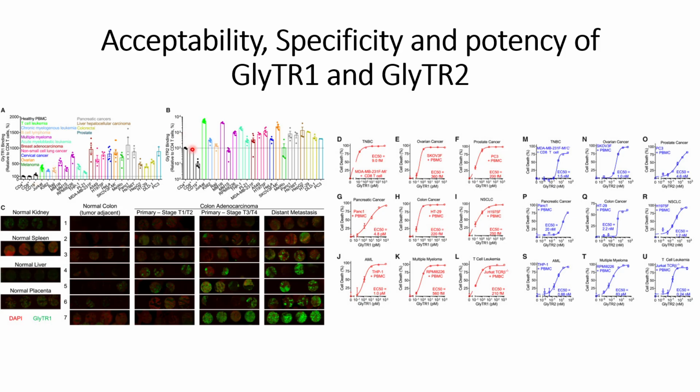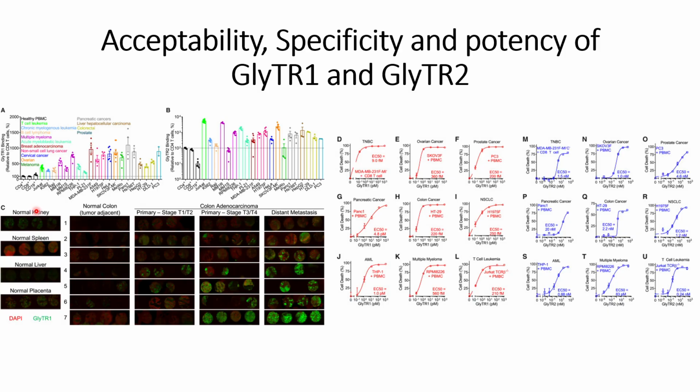and panel B is about the GlyTR2 binding against the lymphocytes and the cancer cell lines. And we can see that overall the binding for GlyTR2 is high compared to GlyTR1. However, they have not claimed that in the paper. They just showed that in both cases they are able to see the binding.